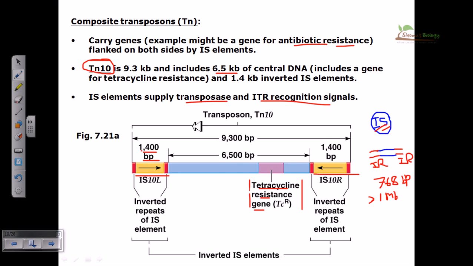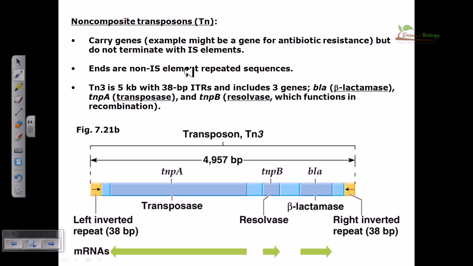Now let us look at the structure of a non-composite transposon. This is a non-composite transposon, again a transposon. The example in this case is Tn3, which is a type of non-composite transposon. This type of transposon can also carry genes, for example antibiotic resistance genes. Here we have beta-lactamase, which gives resistance against beta-lactam antibiotics like penicillin, but in this case they do not terminate with IS elements.